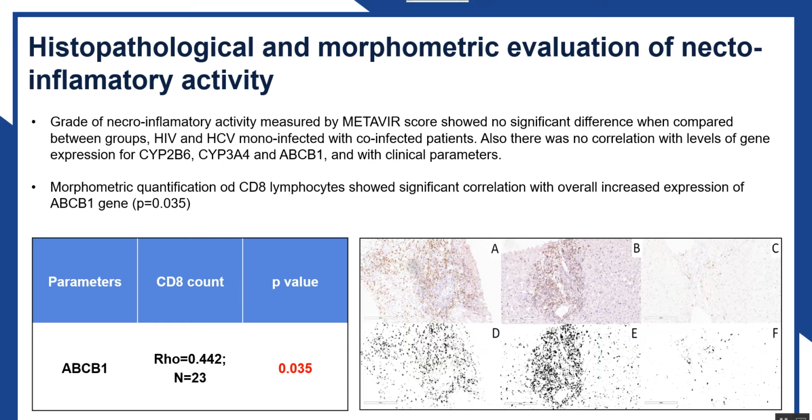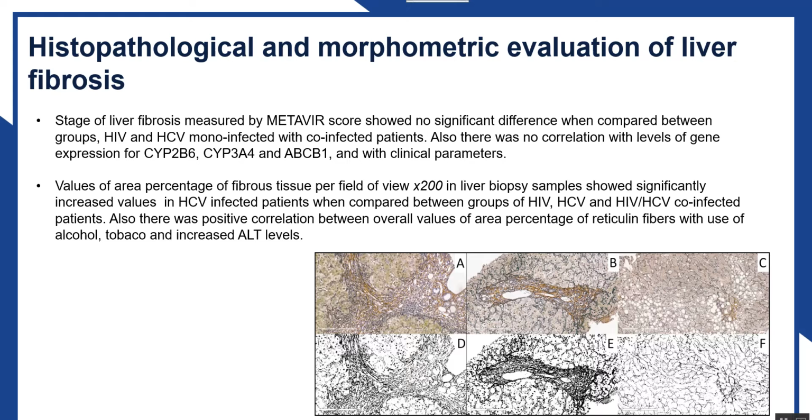When an additional morphometric method was applied, morphometric quantification of CD8 lymphocytes, there was actually a significant correlation with their overall increased expression of the ABCB1 gene, as you can see with a p-value of 0.035, on your left panel, and on your right panel, how it actually looks.